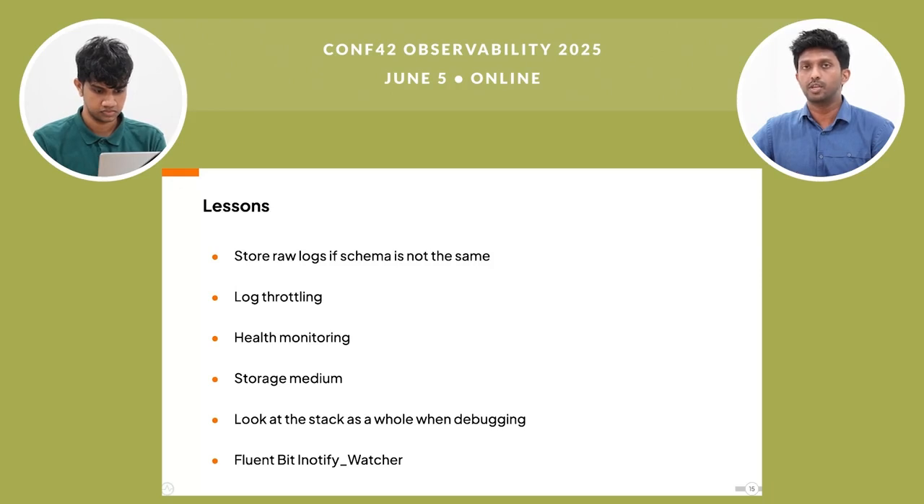Thereafter, we switched to EBS and things started working properly afterwards. So the storage medium plays an important role. Also, when you have an observability stack like this, you need to look at everything as a whole when you're debugging. There could be cases where FluentBit pods would not be able to publish logs. However, the underlying cause could be something to do with the storage medium that is used in OpenSearch.